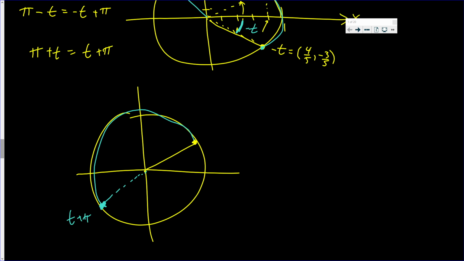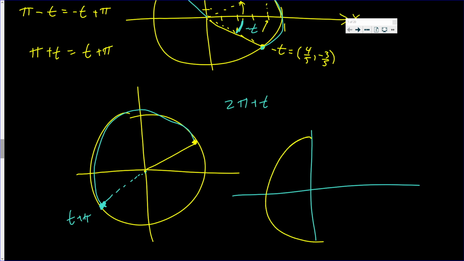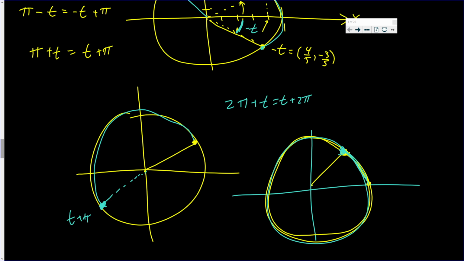What if you wanted to do 2 pi plus t? Now, you have two ways of doing that. You start here always, and you go 2 pi, and then you go t, and you end up right there. Or you can think of this as t plus 2 pi. You can first go t radians, and then go around 2 pi. Either way, it brings you back to the same exact point.